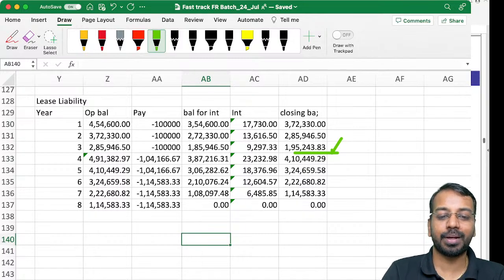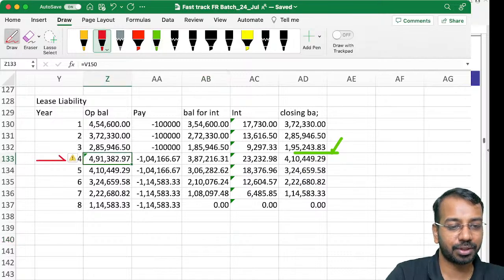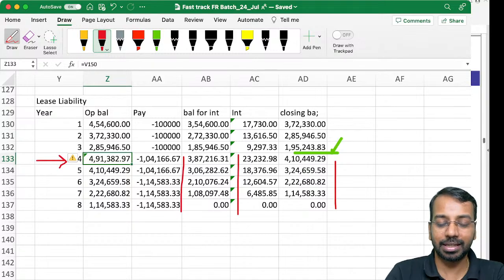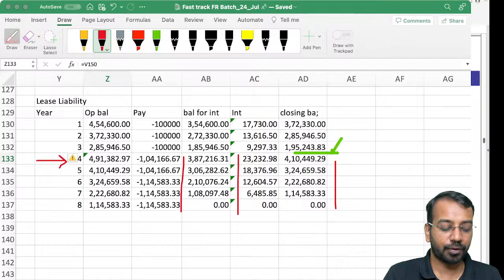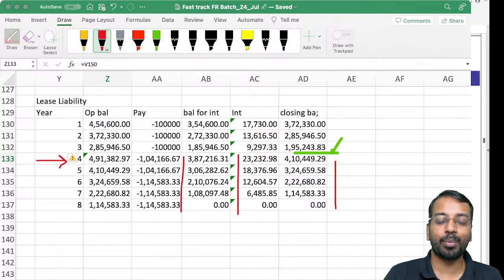You're not required to prepare this for the examination, but just for an understanding that from this particular period, here in year 4, the numbers have changed to 491, and now you have all these payments, revised interest rate at 6%, and this becomes your closing balance, right? So that is how you will recalculate the ROU asset and the lease liability. First you will recalculate the lease liability, you will increase the lease liability, and by the same amount you will also increase the right of use asset.